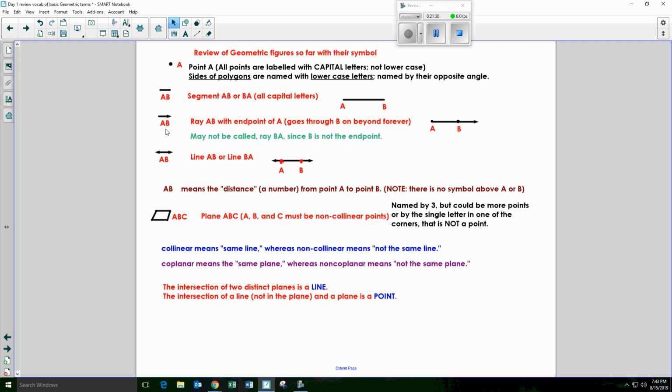That's why, if you forget one of these symbols and you mean it to be one of these shapes, obviously that does not mean it. It means the distance. Completely different. That's why you get marked wrong without having the correct symbol above it. Don't forget this.